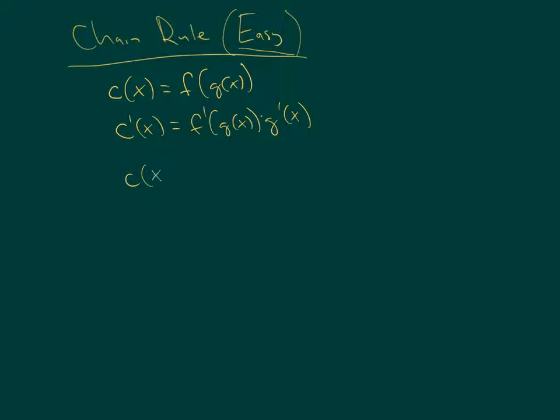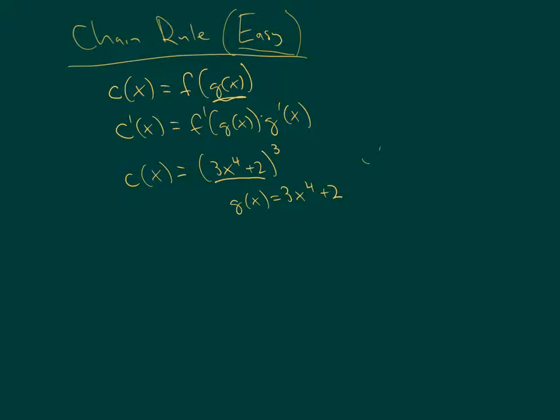Suppose you have c of x equal to (3x^4 + 2)^3. Well, you could multiply this out. It would take a long time, and then you could use the power rule, but instead you can identify what the outer and the inner functions are. Inside the parentheses is my inner function. We'll call that g of x, 3x^4 + 2.